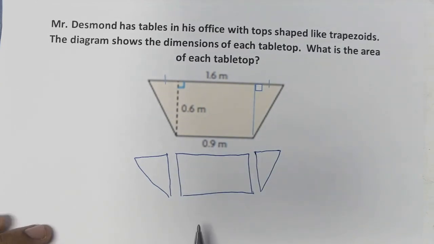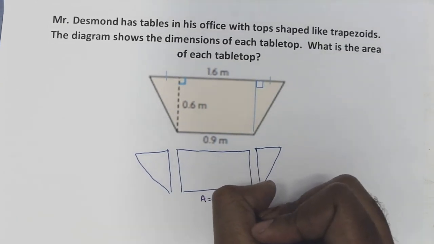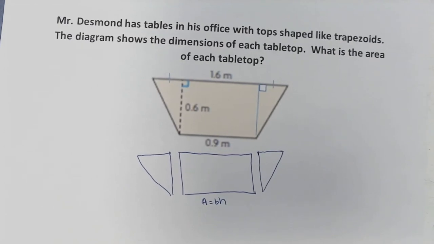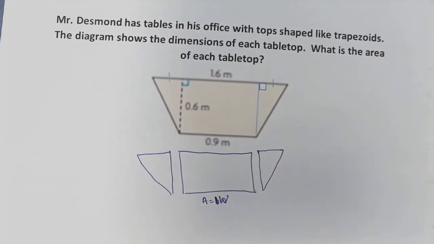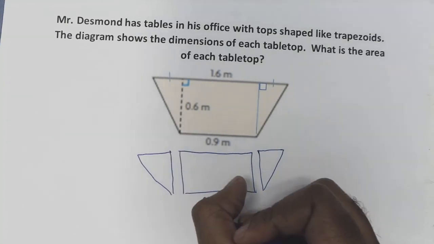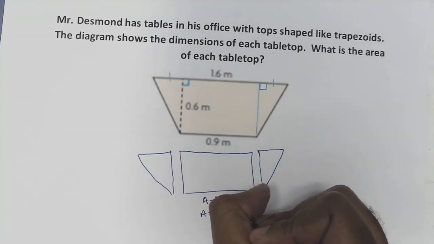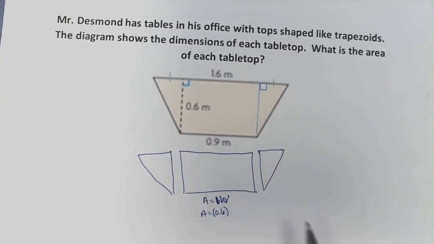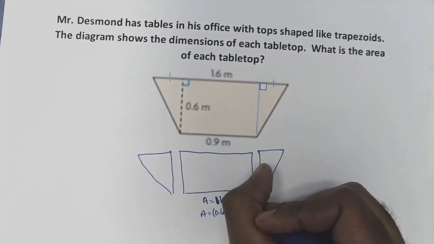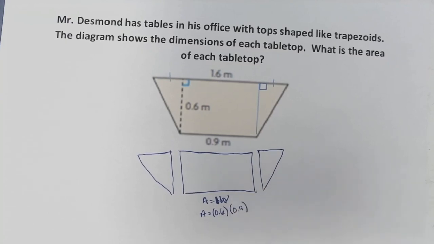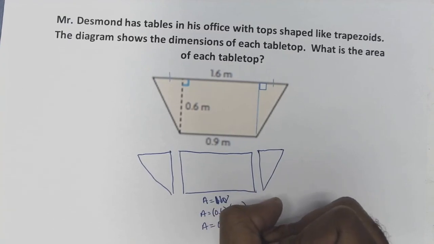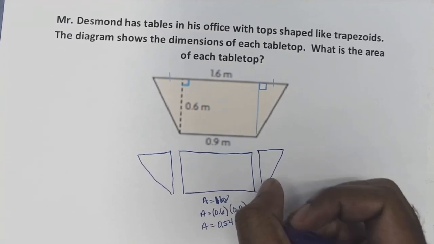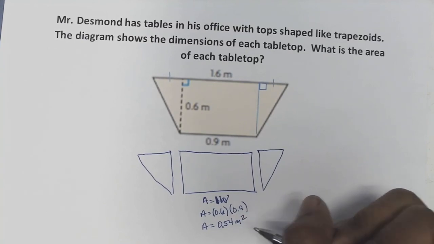So what is the area of my rectangle? Area equals base times height. So what's length times width? So what's my length? 0.6. What's my width? Times 0.9. So now I can multiply these together to get the area of my rectangle to be 0.54 meters squared. Good job.